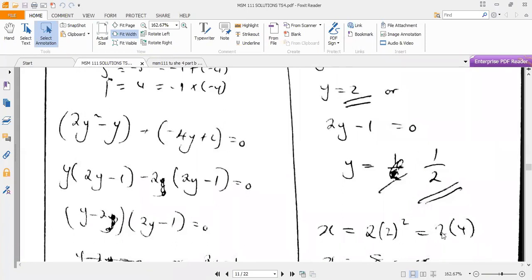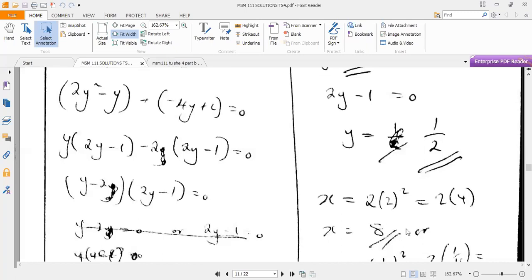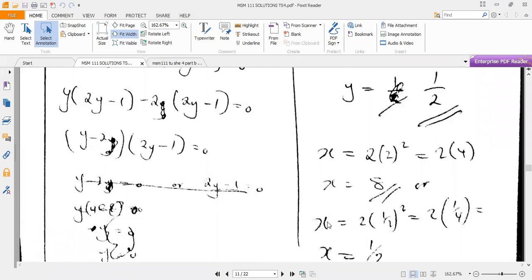4 times 2, it's giving us x equals 8 there. So now we know that x equals 8, isn't it? What we do next is we solve for another value of x. So we come here again, we have x equals 2. Where there's y, we put a half, since our next value for y was a half. So when you put a half there, we have 2. What is half to the power 2? It's simply 1 over 4.